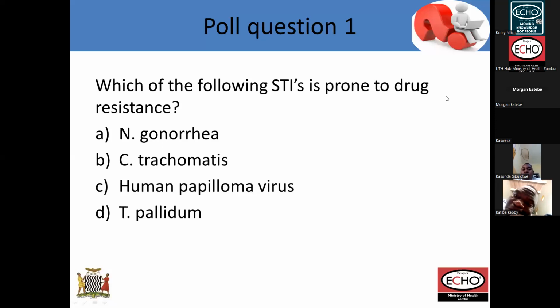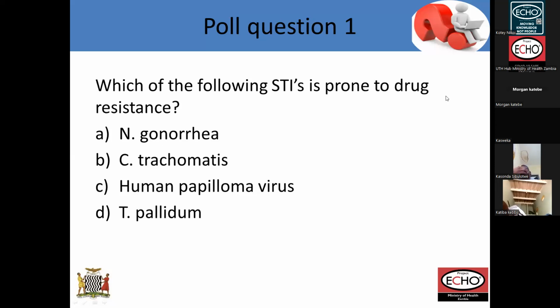So I think some learning has happened, Dr. Ngalamika. We've got 89% who've gone for Neisseria gonorrhoeae. Your comment? Yes, at least there's an improvement from the initial poll. Neisseria gonorrhoeae is the one that develops resistance over time. Previously there was spectinomycin, then ciprofloxacin, and now it's the third generation cephalosporins that it is sensitive to.